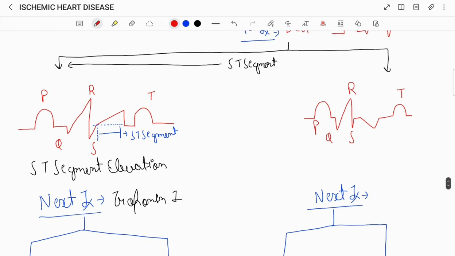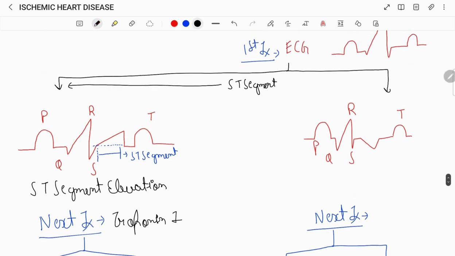Now let us look at the second condition of ECG, wherein when you look at the ST segment, you find that the ST segment is depressed, or there is ST segment depression. And I want you to focus on this diagram. By depression, I'm considering this part, which is the ST segment, and it has gone below the baseline.